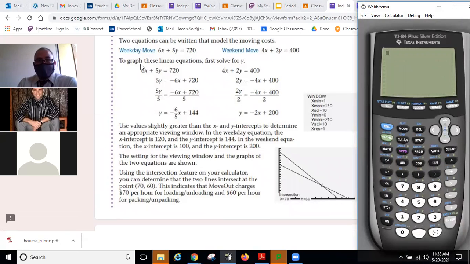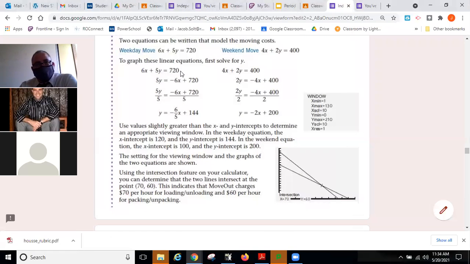Clear. I can go to Y equals, and put in the weekday equation, 6 times X, that's loading and unloading, plus 5... Actually, I'm not going to be able to put this in because I have two variables. I'm going to have to hold off on that for a second. I'll need to solve the system before I can start putting these into my calculator.